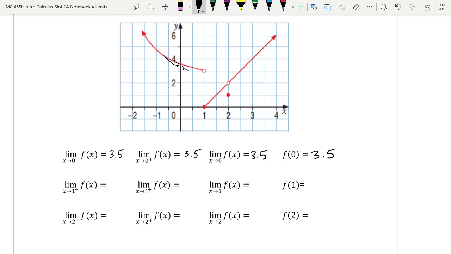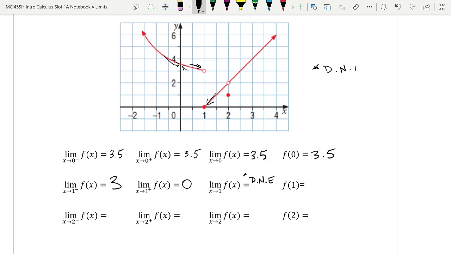All right, next point. What about 1? What if we approach 1 from the left? Well, if we approach 1 from the left, we look like we're approaching 3. If we approach 1 from the right, we're approaching 0 because we're hitting the x-axis. So what do we say about the limit? If we approach from the left and we approach from the right, we get two different numbers. So we'd say that this limit does not exist. I'll put a little star by that.